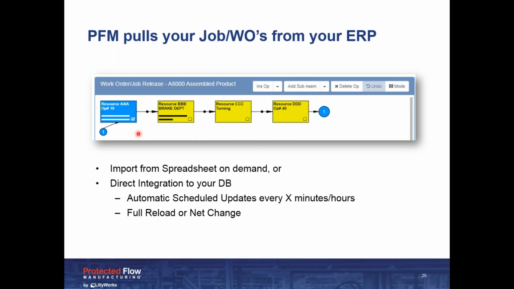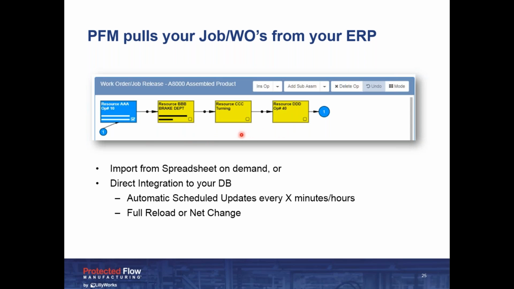So we're going to import that information. We're going to import work order header information. That includes the job number, the part number, the due date, whether it's released or in planning, and certainly the quantity you're making. We're also going to import operation level details, such as which work center it needs to go through, and the estimated setup and run times for each operation step.